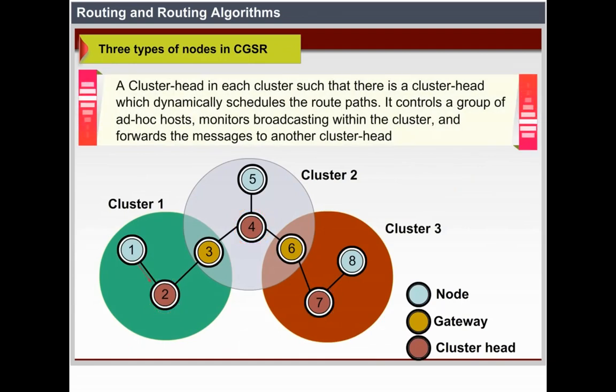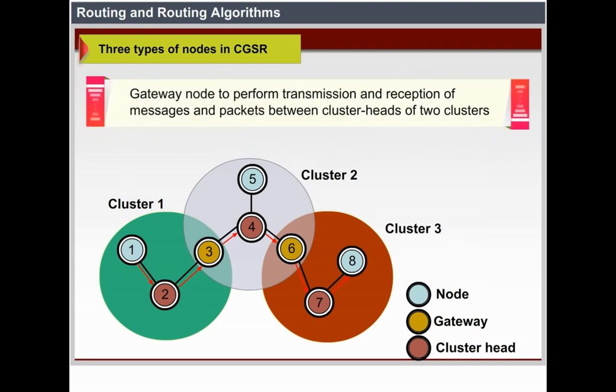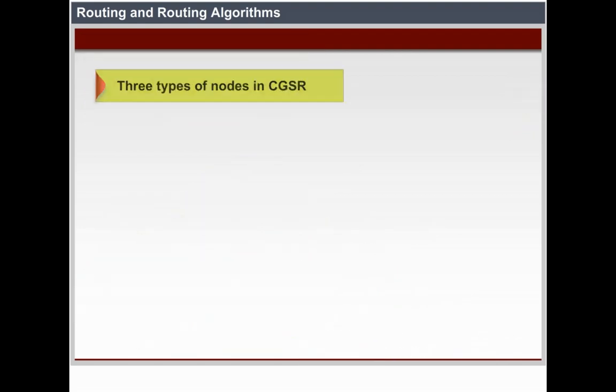Cluster head: in each cluster there is a cluster head which dynamically schedules the route paths. It controls a group of ad hoc hosts, monitors broadcasting within the cluster, and forwards the messages to another cluster head. Gateway node: carries out transmission and reception of messages and packets between cluster heads of two clusters.